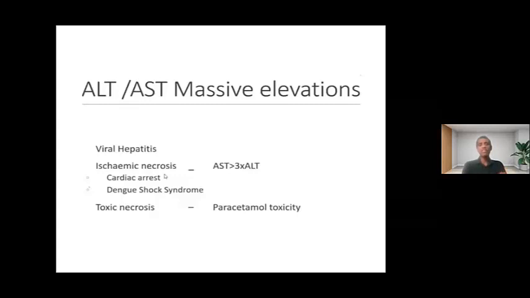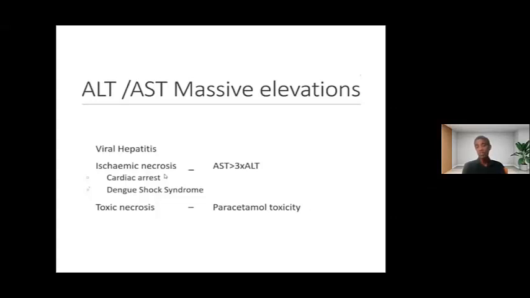So what are the conditions where you get massive elevation of SGPT and SGOT? Mainly viral hepatitis. It may be hepatitis A, B, very rarely C, or the non-hepatotropic viruses like cytomegalovirus, Epstein-Barr virus, or HSV, herpes simplex virus. So that is the commonest reason where you see massive elevation of SGPT.